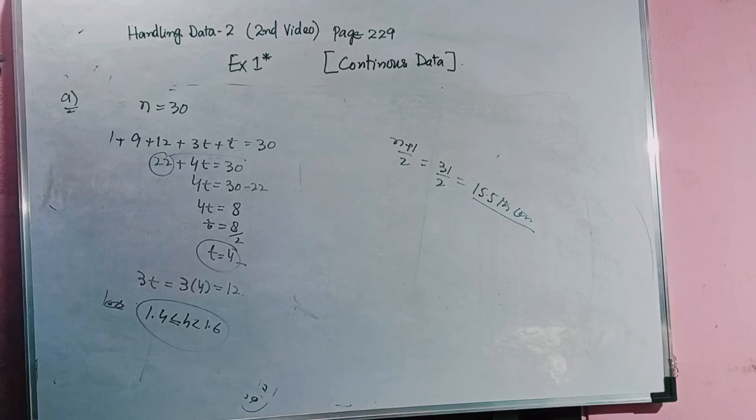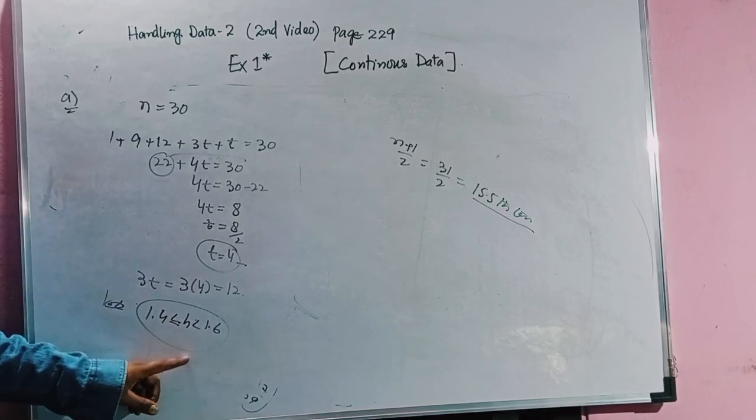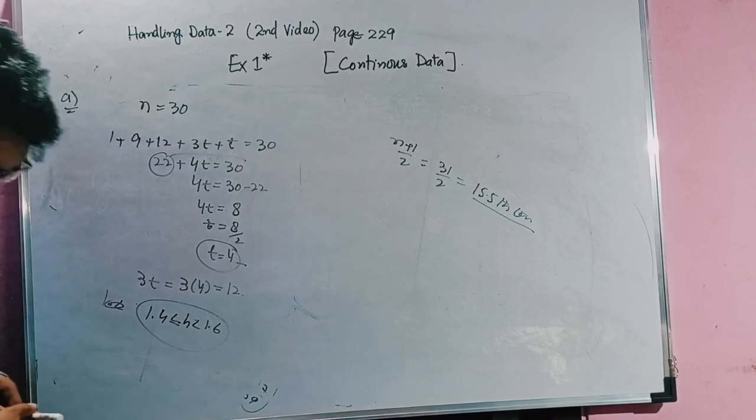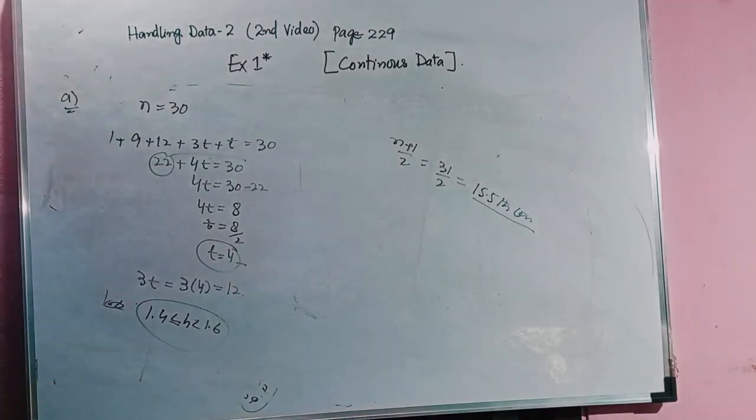Here you can check one more thing. You can check here it is 12, and also 1.6 is less than or equal to h, h is less than 1.8.